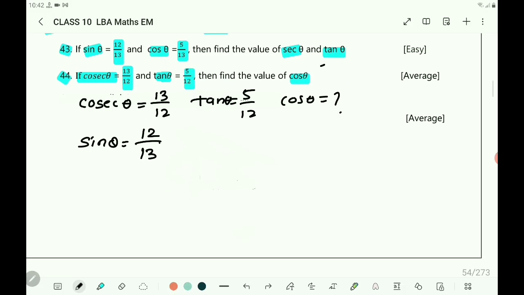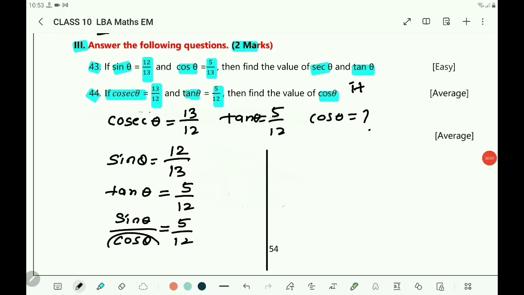Then you take tan theta. Tan theta is equal to, then what is given here? Tan theta is equal to 5 by 12. Tan theta is sin by cos. Sin theta by cos theta equals 5 by 12. Then let us take it. We have to find cos theta. So interchange numerator and denominator on both sides. So write it as cos theta by sin theta.